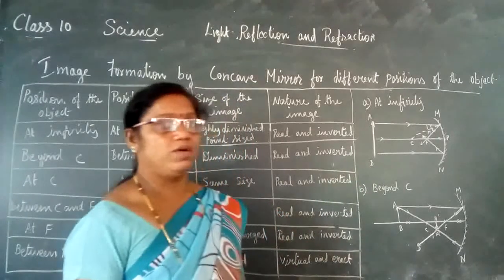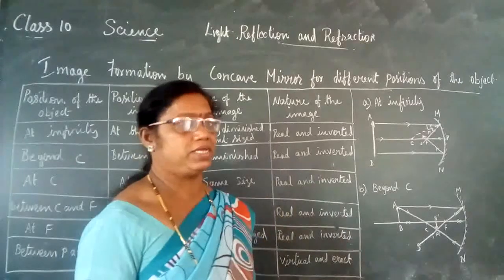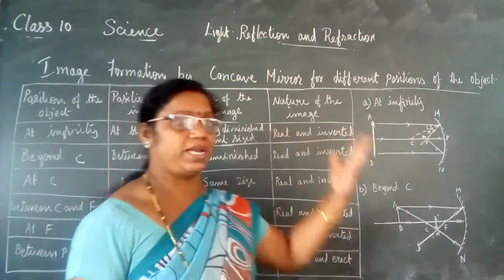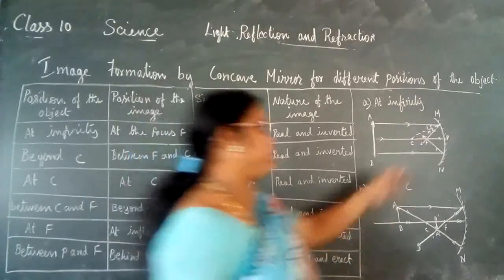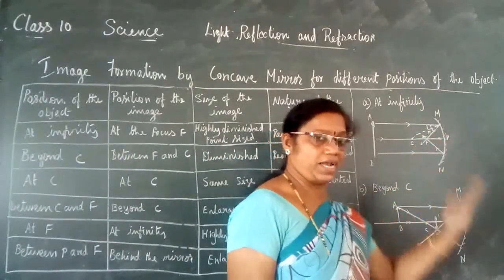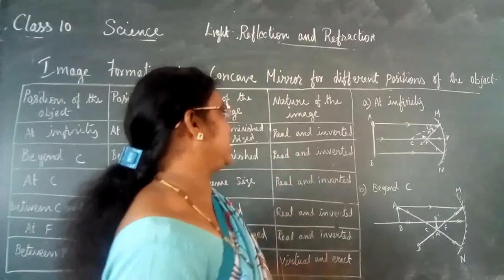As you all know, what is inverted? Upside down. But what about a real image? The rays come and meet at a point and exactly we can catch the image on a screen. So such images are called a real image.